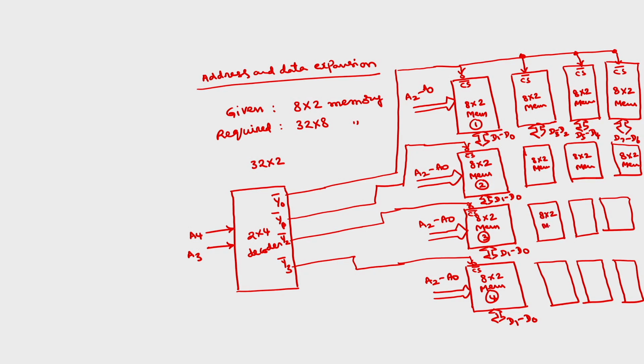Eight by 2 memory. You have to simply connect this chip select to here also. You take this chip select and connect all together. Similarly, here also all the chip selects you have to connect together. Whereas the address lines A2 to A0 of all the 16 8 by 2 memories will be common. Similarly, read bar and write bar will also be common.